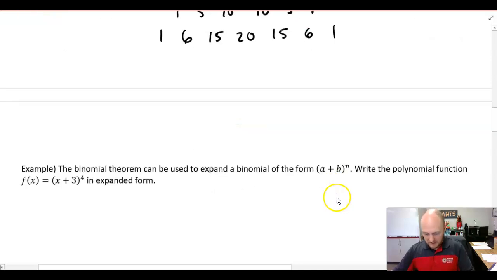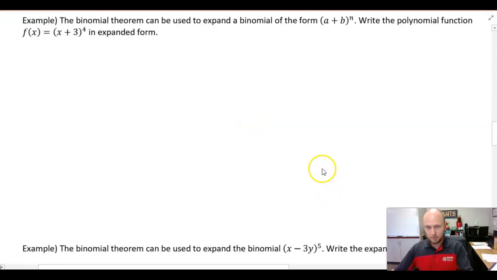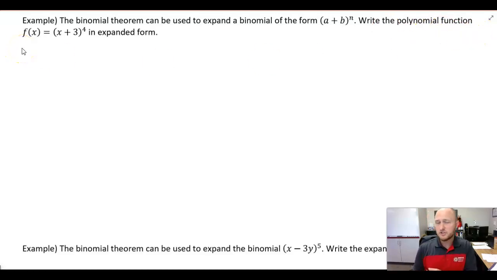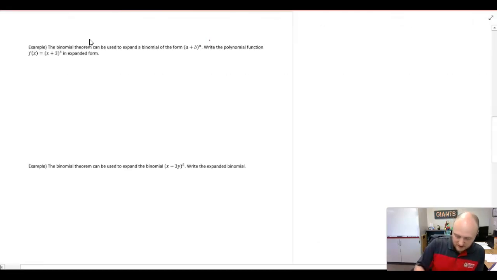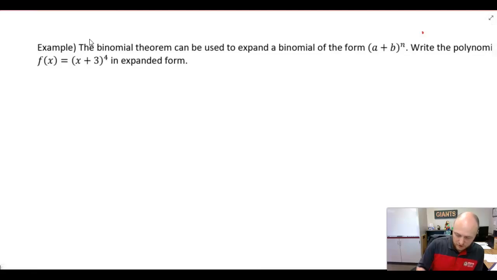All right, let's go ahead and look at our first example. The binomial theorem can be used to expand a binomial of the form a plus b to the power of n. Write the polynomial function f of x, which is equal to x plus 3 to the power of 4, in expanded form. So I'm going to keep the binomial here, and we're going to expand it with the binomial theorem. I'm going to use colors. I'm going to use x to represent my first term. I'm going to do this with red, and then 3 will be the second term.